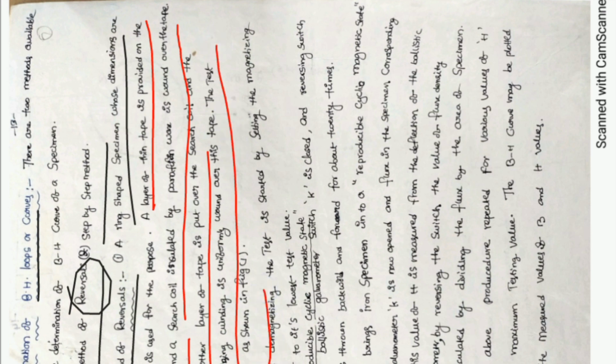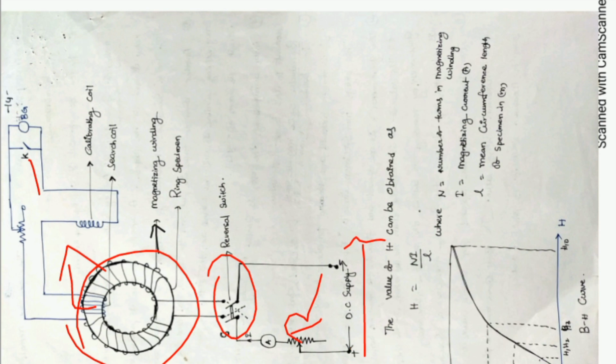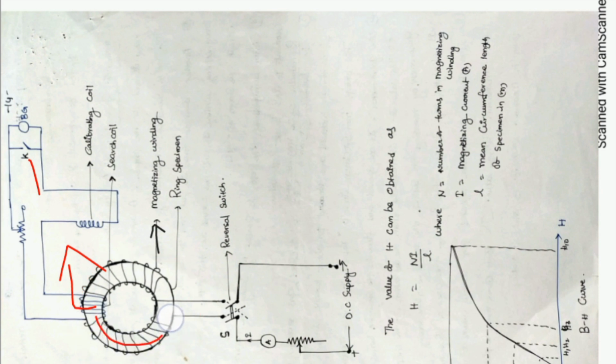This test is as shown in the figure we studied previously. This test will be conducted because of the material which we are using. It is a ring specimen. This ring specimen may be used for construction of a motor. Before construction of the motor, for the material we are employing, we measure the hysteresis loop and magnetic properties.